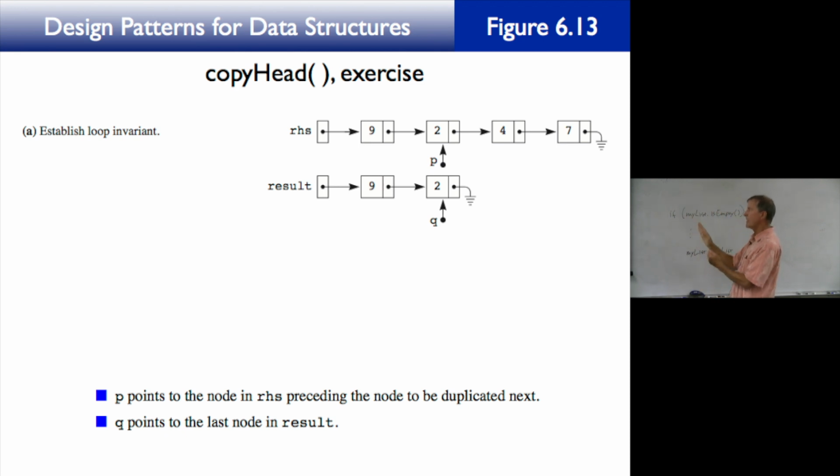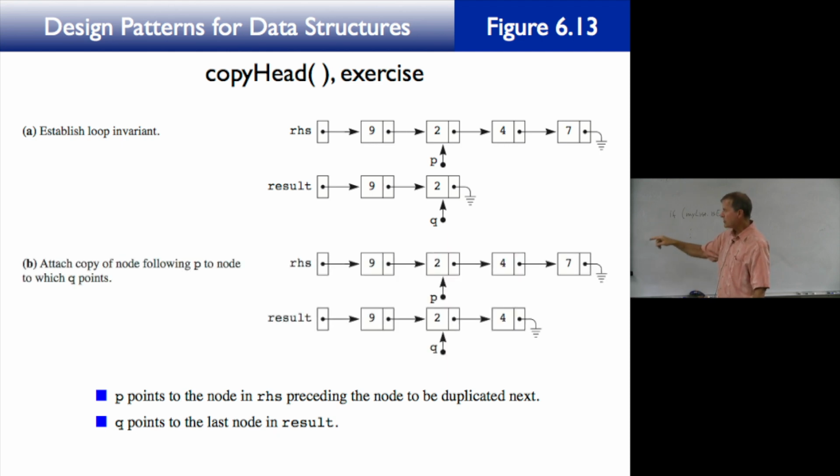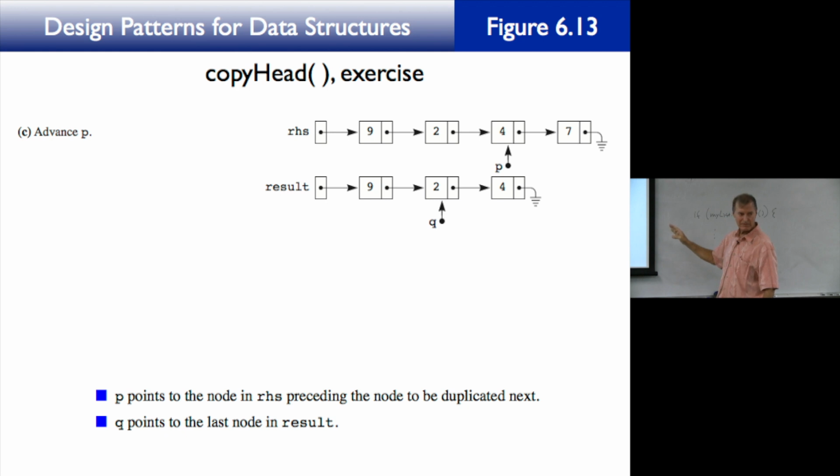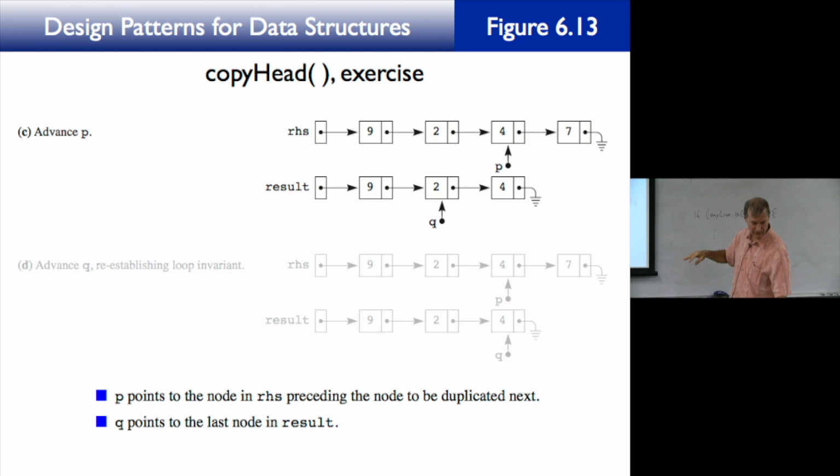So now, as we go through the loop, what has to happen? What we do is attach a copy of the node. So it's going to take what kind of an operator? It's going to take a new to get a copy of that node. Are you with me? So it's going to involve a new, right? So attach a copy of the node following P. You copy that one, and you attach it to the one that Q points to. Are you with me? And then you advance P. How do you advance P? P gets P arrow next. And then advance Q. Q gets Q arrow next.